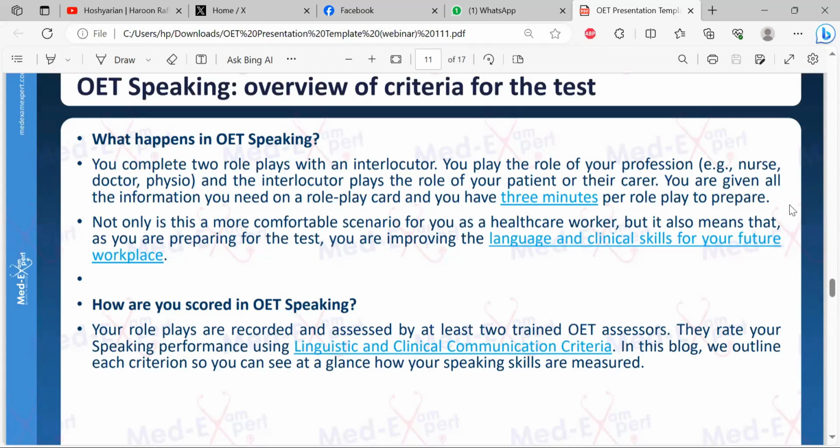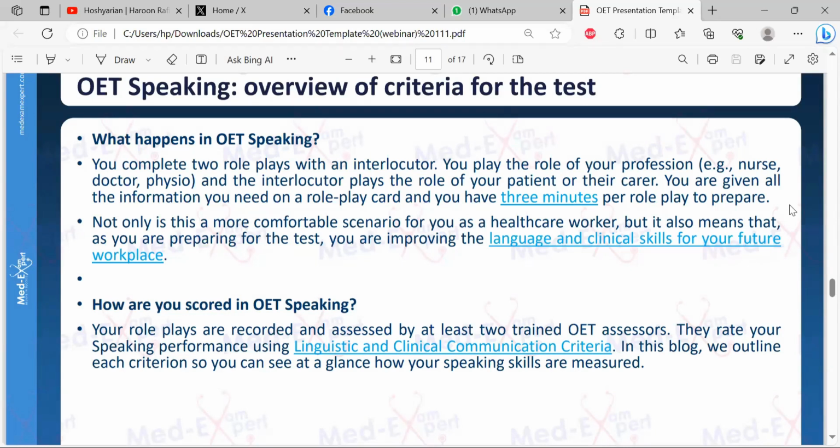So how are you scored in OET speaking? Now we will discuss this. Your role plays are recorded and assessed by at least 2 trained OET assessors. This is a very good thing because you will be recorded. You are not assessed by the person in front of you, which is your interlocutor.